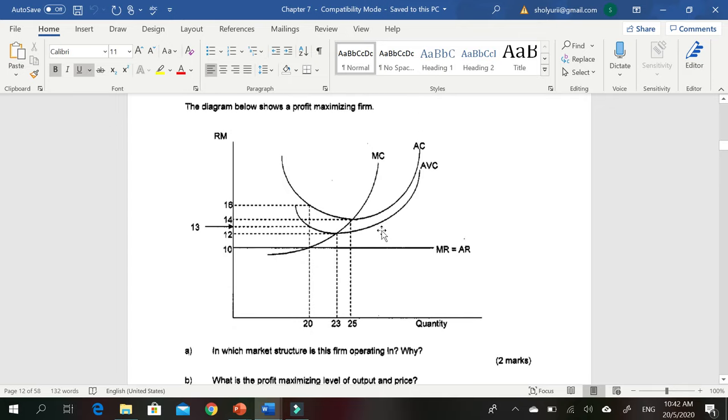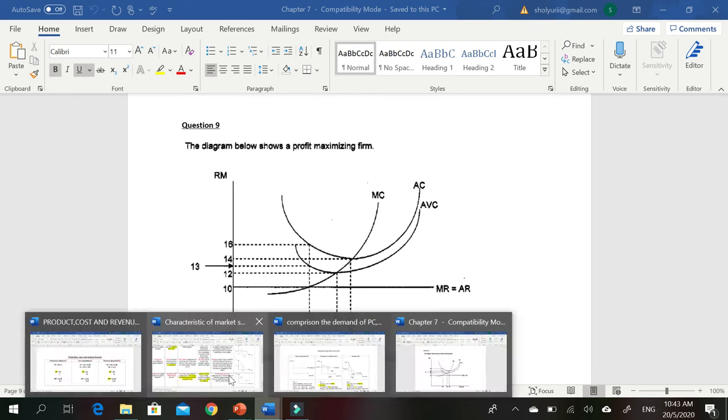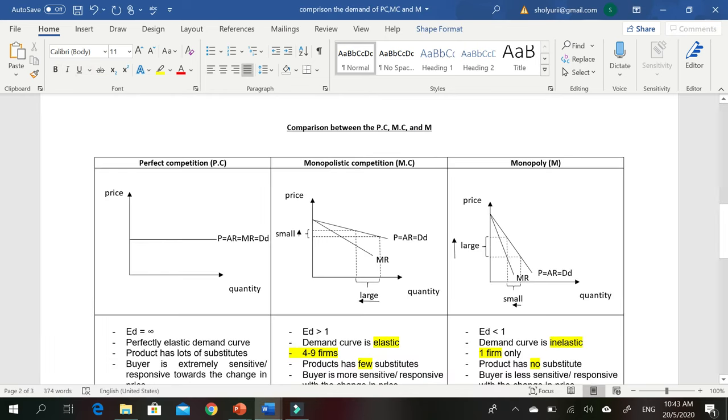Okay. What about this one? Nampak tak? Dia tak ada curve yang turun ke bawah kan? Dia ada straight line. Lepas tu dia kata MR equals to AR. Mana je yang curve yang MR equals to AR? Satu je yang curve equals to MR equals to AR, which is perfect competition.